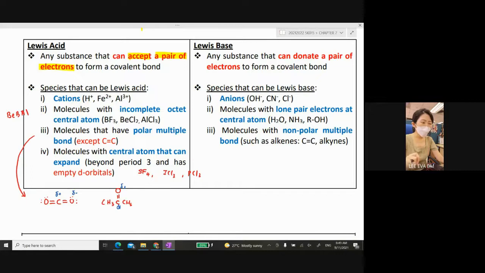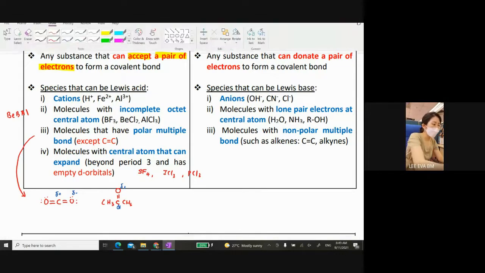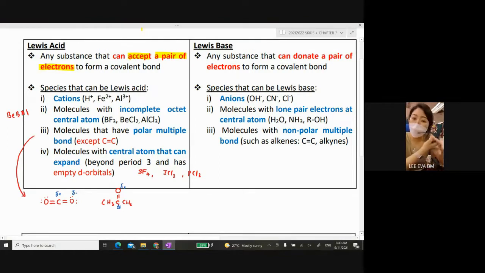Okay, on the other hand, we have Lewis base. A base just now in the Arrhenius definition is said to have OH, it dissociates to form OH negative. That is what Arrhenius says. Bronsted says it can accept a proton. Bronsted-Lowry base is a substance that can accept a proton. But Lewis says that a Lewis base is any substance that can donate a pair of electrons. So for Lewis, focus on electrons. For Bronsted, focus on H plus. Who donates, who accepts.